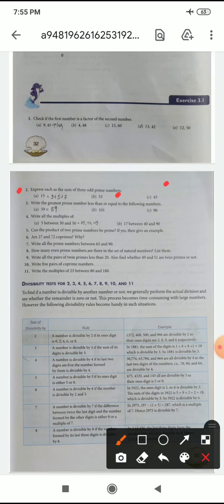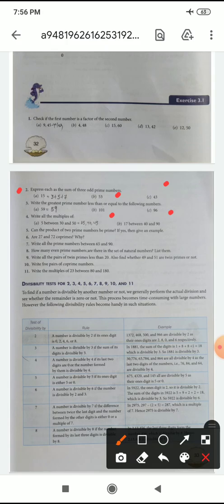3 number. Write the greatest prime number less than or equal to the following numbers. Children, you follow that grid, okay, which are prime and which are composite number, easily you can find. So 59 is the one prime number. Okay, so 59 equal to 59. Then you check 101, then 96.